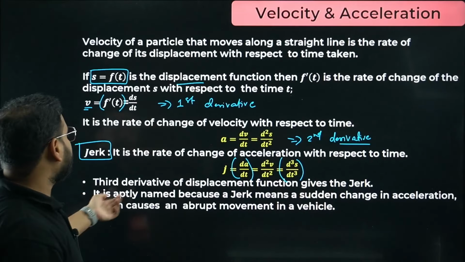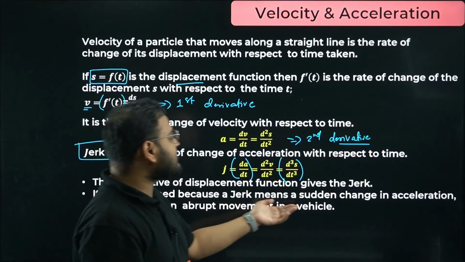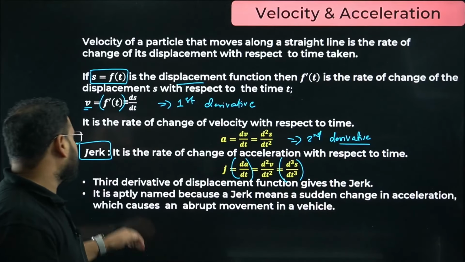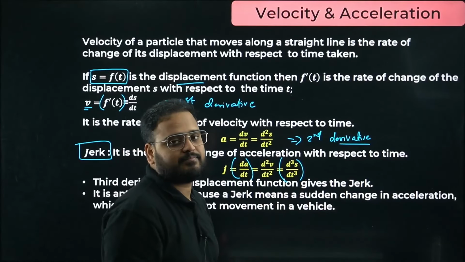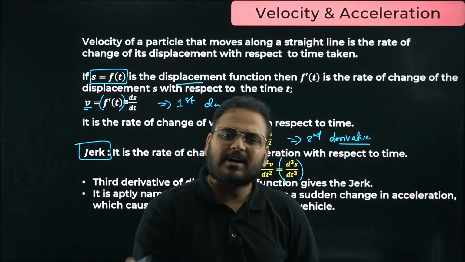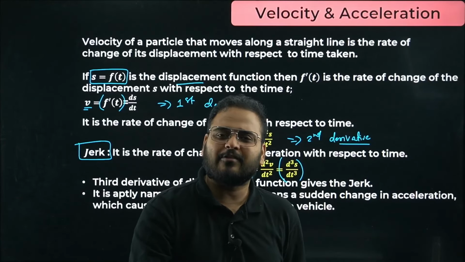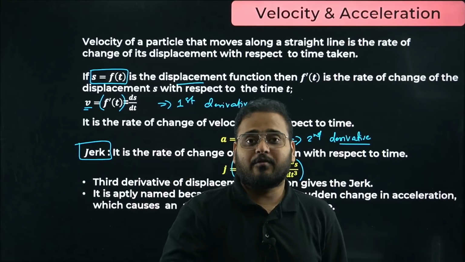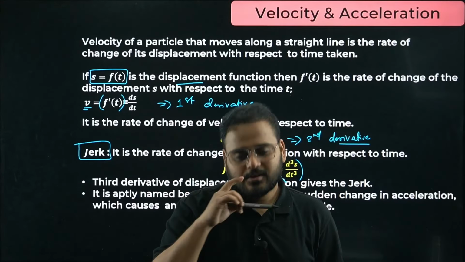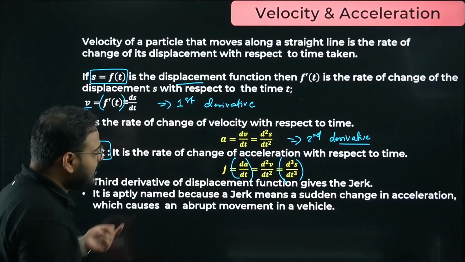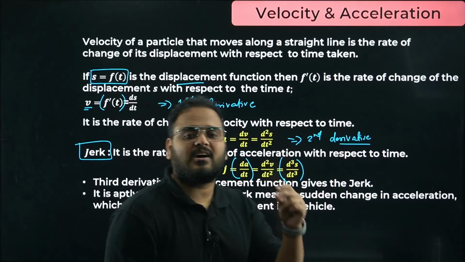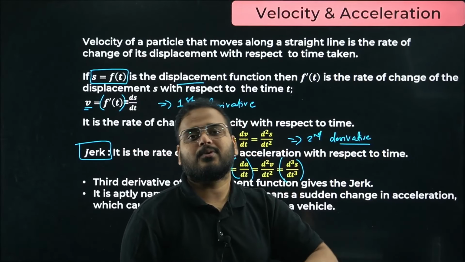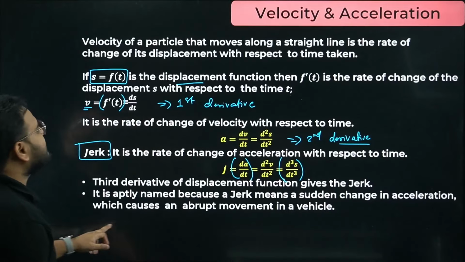It is aptly named because a jerk means a sudden change in acceleration which causes an abrupt movement in the vehicle. You might have felt it while driving in a car or on a bike. If you drop the velocity right away, or increase the velocity right away, you feel the jerk. That's what is called a sudden change in the acceleration. So this is very simple.